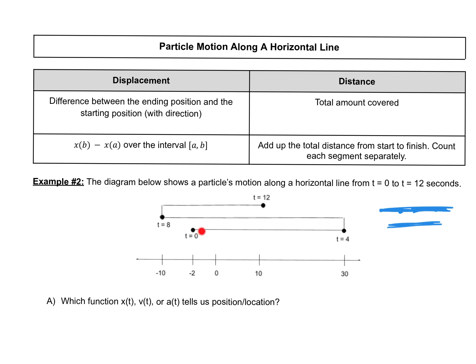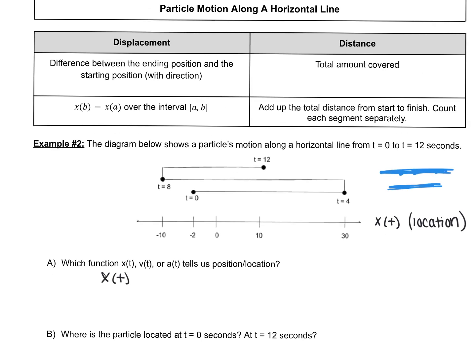At time equals 0, I'm here, and I'm moving to the right, then I'm going back to the left, and then I'm going to the right. This line down here is your standard position. This is where I'm located. So x of t, this is my location on the line. What function, x of t, v of t, or a of t, tells us position or location? And the answer is x of t. The x of t function will always give us our location.